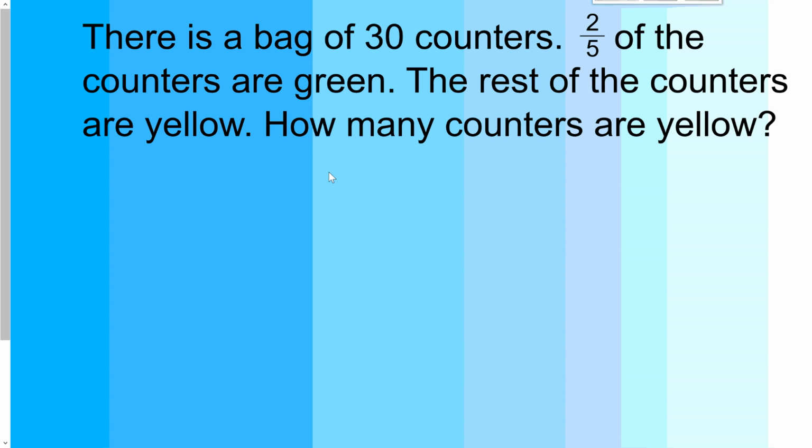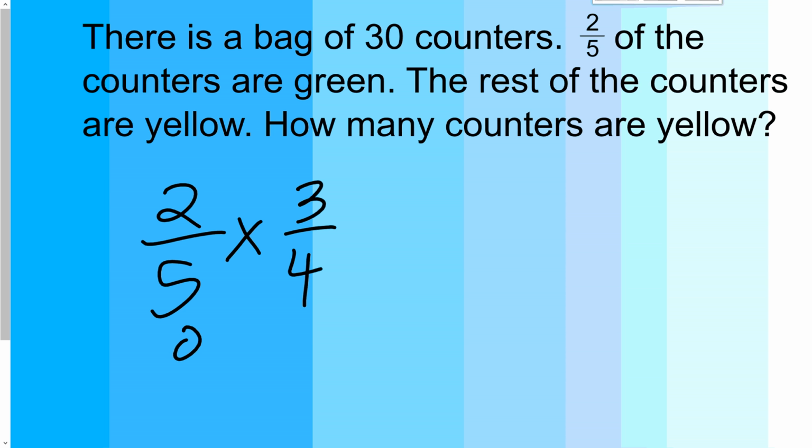For example, if I were to do 2/5 times 3/4, what I'm really saying is, what is 2/5 of 3/4? So I would just multiply it through. So thinking about the fact that that word "of" is really saying multiply.